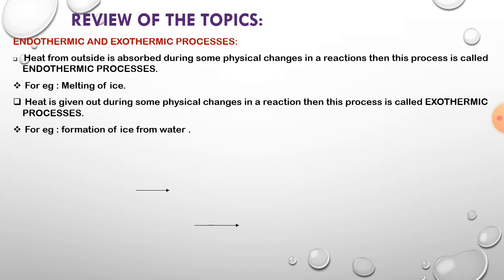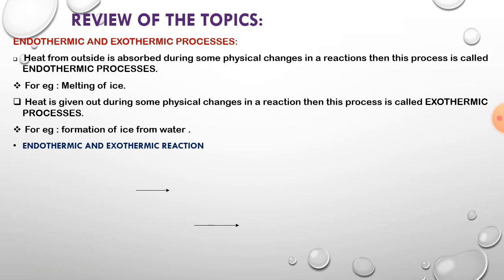Then the opposite of this is the exothermic process. What is an exothermic process? Heat is given out during some physical changes in a reaction. Then this process is called an exothermic process. In an endothermic process, heat is absorbed, and in an exothermic process, heat is given out. For example, formation of ice from water.